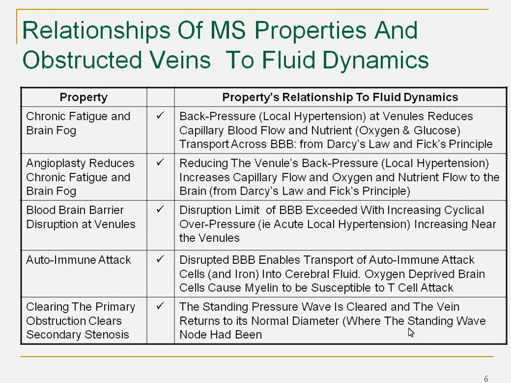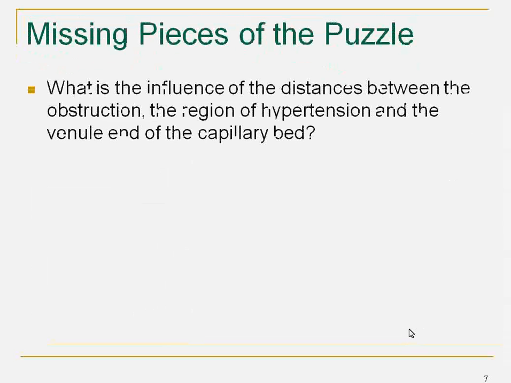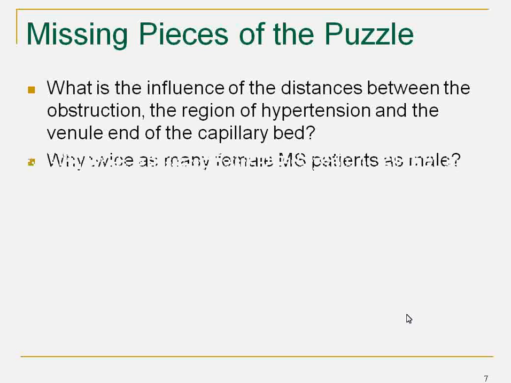Now, I'm not saying that these are all the phenomena. There are going to be other pieces of the puzzle that need to be examined. For example, the influence of the dimensions of the vein, the distance between the obstruction and the sensitive area of the venules. One can imagine a situation in which there is a node, because of what the wavelength is and where the obstruction is. There is a node at that sensitive area in the venules. That's low pressure, which may not give rise to a disruption of the blood-brain barrier. So you would have a patient who has an obstruction but does not have MS.